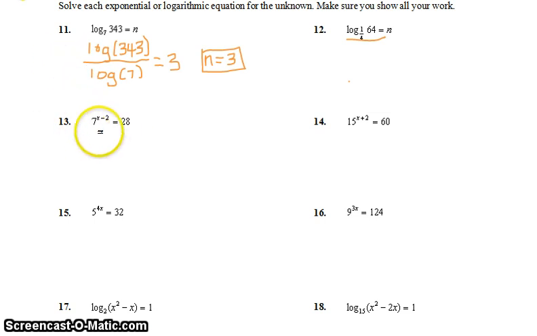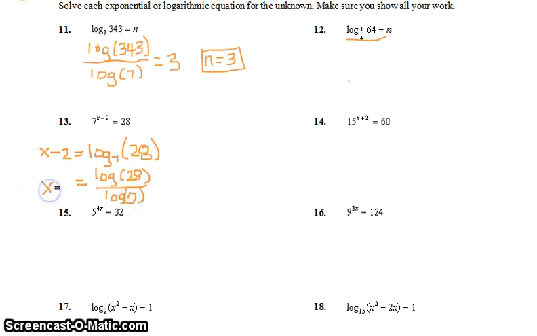Again, here it's not in log form. I can't just apply the exponent. There's an x in the exponent. When there's an x in the exponent, I'm going to rewrite it in log form. So the exponent on 7, so that's log base 7, gave me 28. Now when I look at this log form, I notice there are no variables, so I'm going to use the change of base theorem again. So this is the log of 28 divided by the log of 7, and that equals x minus 2.